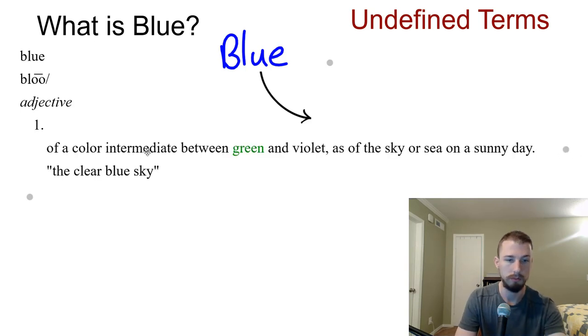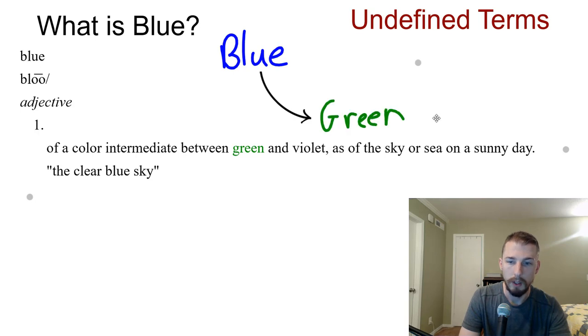So when we look at the definition of blue, picked up from Webster or wherever, it says it's a color intermediate between green and violet, as of the sky or the sea or a sunny day. So notice in the definition, they're also giving examples, but they also use other vocabulary words like green and violet. So it's an intermediate color between green and violet, used in a sentence like the clear blue sky, which we all know what that is. So in order to understand what blue is, we have to know this other word, which is green. Green is used in the definition of blue. So these two are tied together.